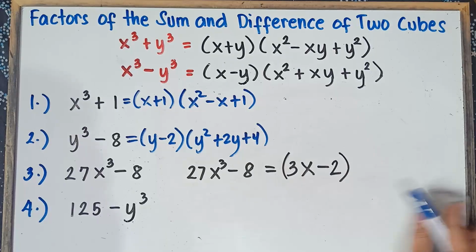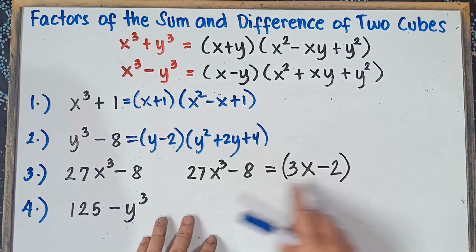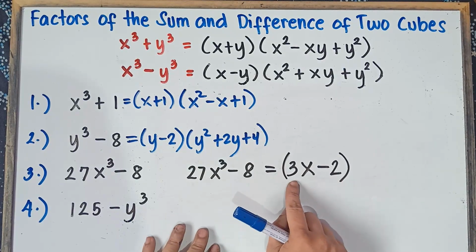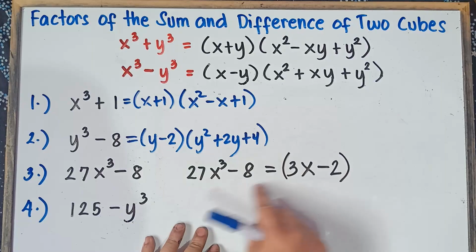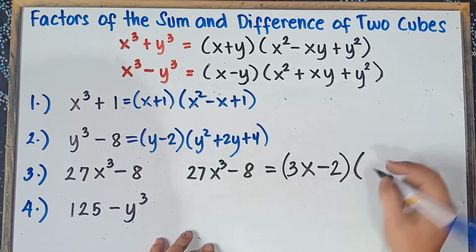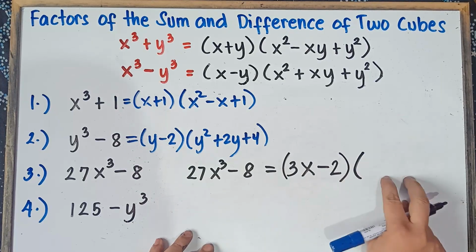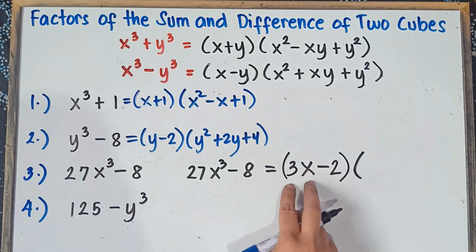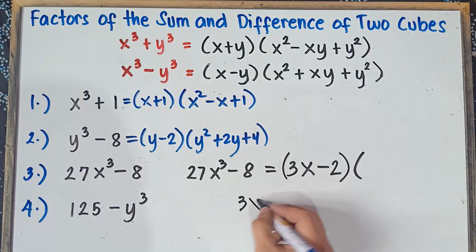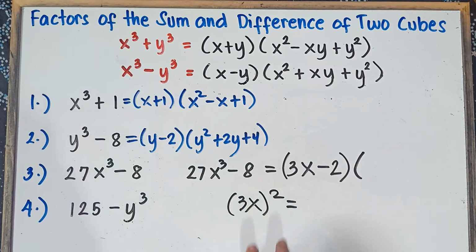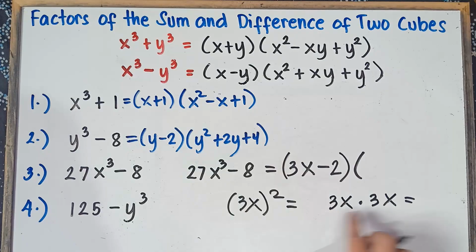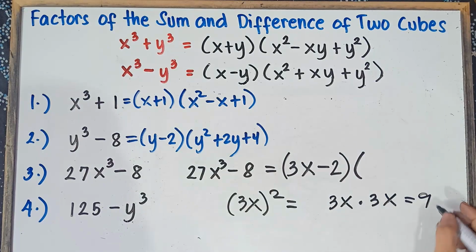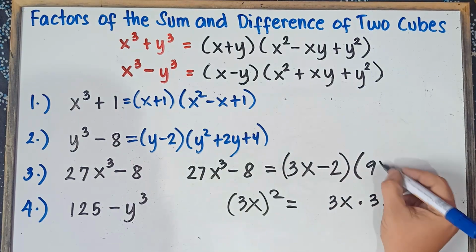Alright, so your first factor, it should be 3x minus 2. The cube root of 27, that would be 3. The cube root of x cubed, that would be x. Simply copy the minus sign. The cube root of 8, that would be 2. So this will be our guide with regards to our second factor. Get the square of the first term, 3x, then quantity squared. It means you multiply 3x by itself twice. So that would be 3x multiplied by 3x. So 3 times 3 is 9. x times x, that would be x squared. So this will be 9x squared.